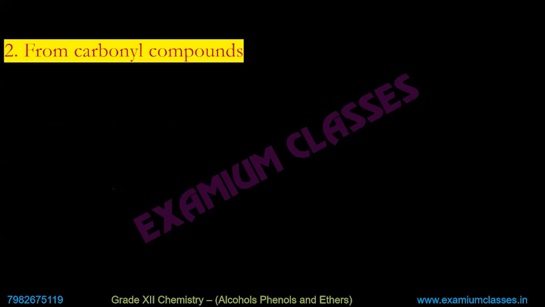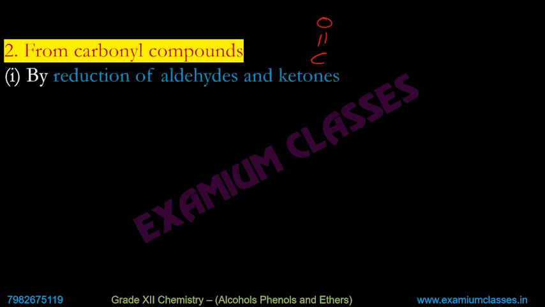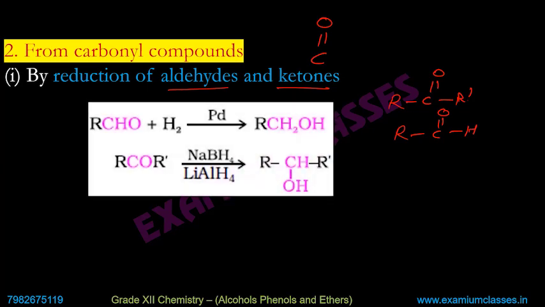Next one is from carbonyl compounds. Carbonyl compounds means having a CO group. First one is by reduction of aldehydes and ketones. Both aldehydes and ketones have a CO group. Okay. RCOR dash or RCHO, ketone, aldehyde, carbonyl group. Simple methods. And remember, this is reduction. So it is easier to remember.